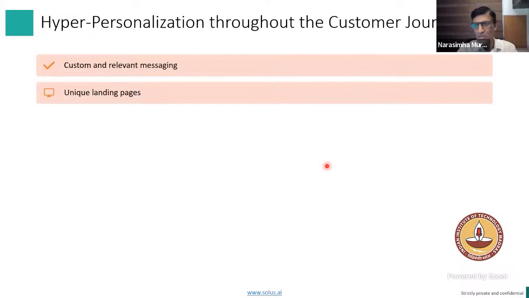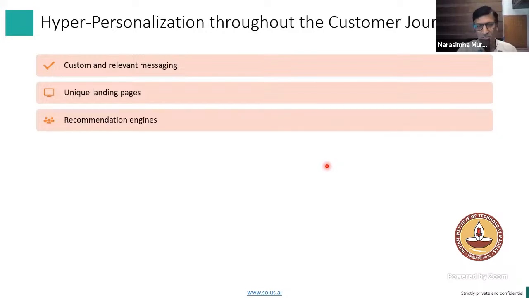Unique landing pages. If I'm just taking names, if Ashish comes to the website and Narasimha comes to the website, it shouldn't be the same thing. It should be different for each of them based on their own and many other aspects, their past purchase behavior, past online browsing behavior, all of that stuff.